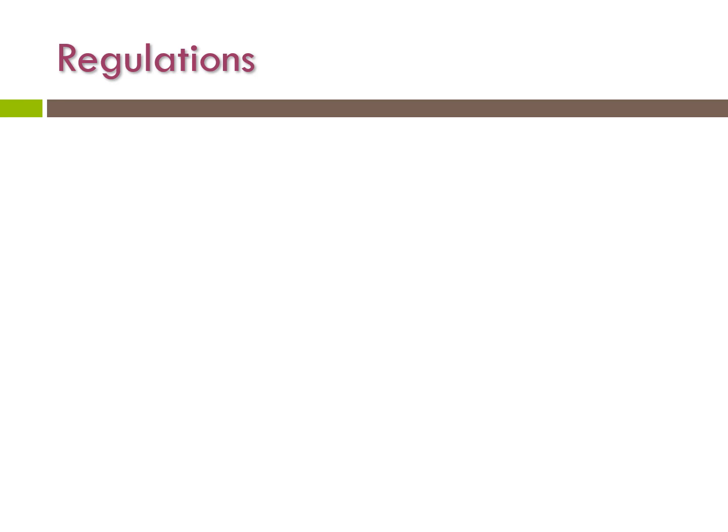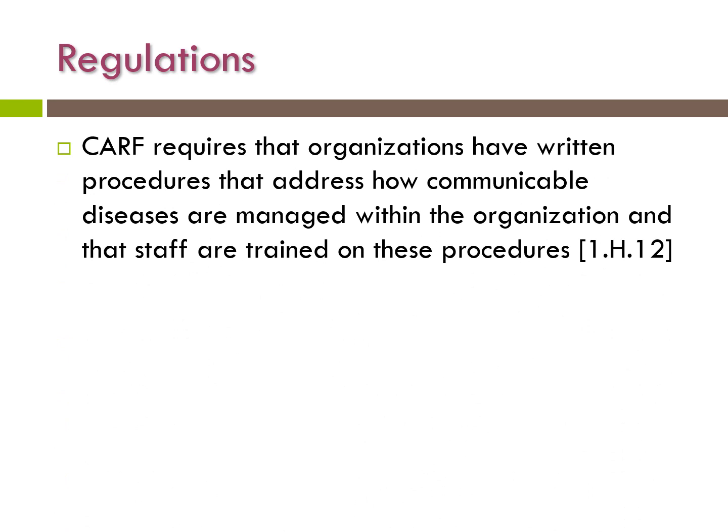What guidance do we have regarding universal precautions? CARF requires that organizations have written procedures that address how communicable diseases are managed within the organization and that staff are trained on these procedures. This training fulfills that requirement.